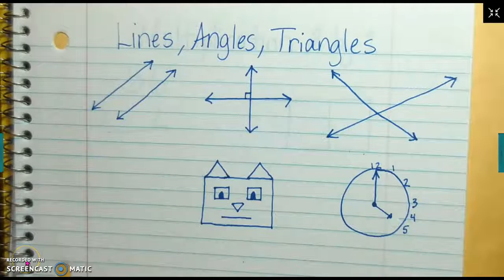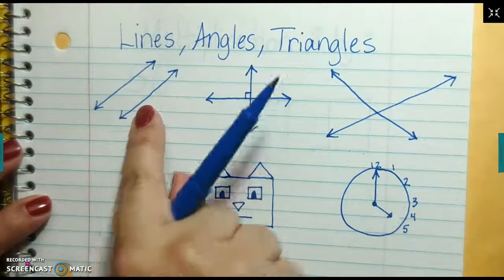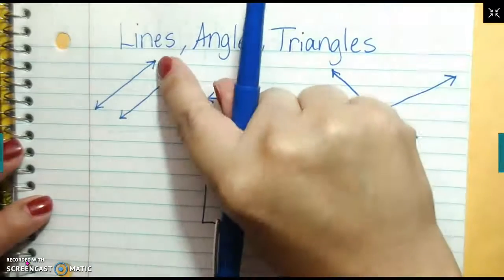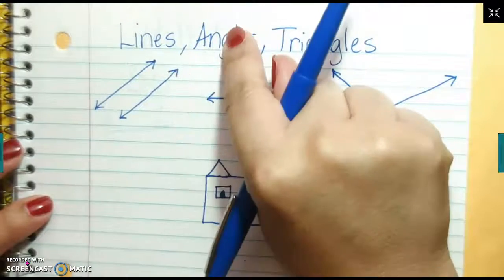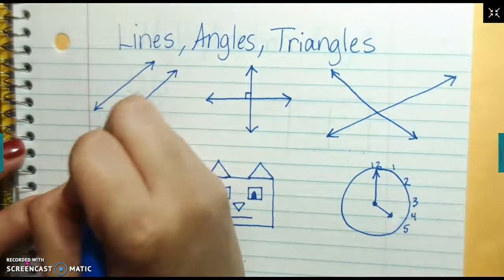Okay, I'm going to be going over lines and angles and triangles. Two lines that never touch, even if you stretch them forward or stretch them back. If they never ever touch, we call those parallel.